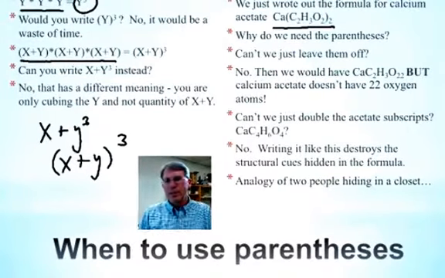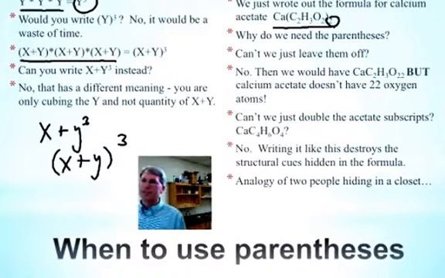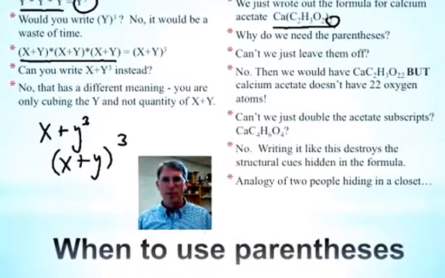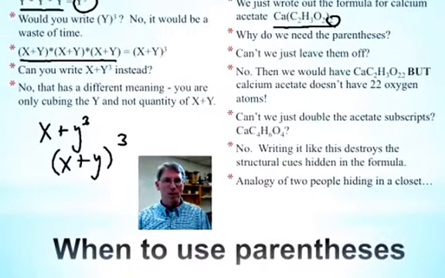So the next thing students always ask is, well, with this 2 here, can't I just double all my subscripts and come up with CaC4H6O4? And the answer is no there also, because it destroys a structural cue.